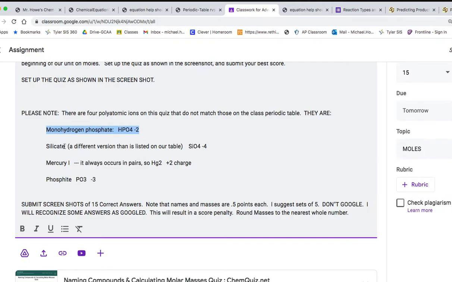Silicate is listed on our table as orthosilicate, but on this assignment, when they say silicate, they mean orthosilicate, and it has a SiO4 with a -4 charge. This doesn't show up very often in the assignment, but if it does, it always occurs in pairs. So this is mercury with a +1 charge. It's a strange diatomic or diionic ion. It always occurs as Hg2. So even though it's +1, there's always 2 of them, so it has a +2 charge.